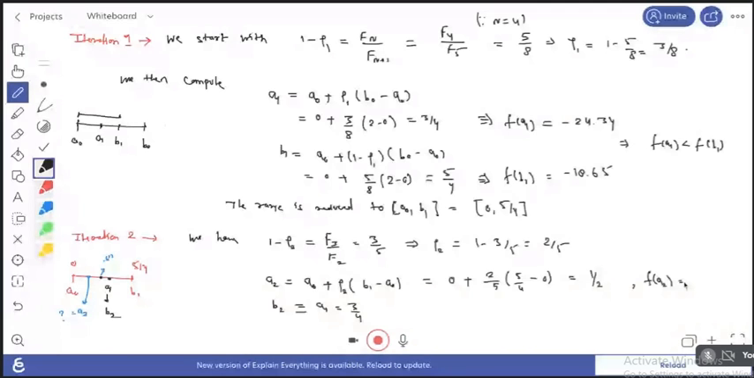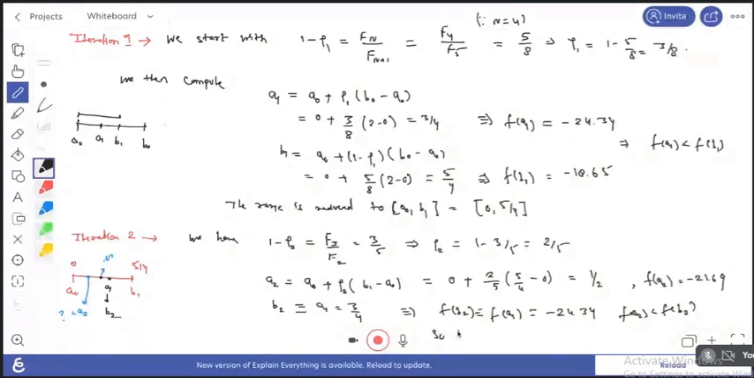So F of A2 equals minus 21.69, and F of B2 is the same as F of A1, which you have already found: minus 24.34. If we compare these two values, we see F of A2 and F of B2, so your range is reduced.